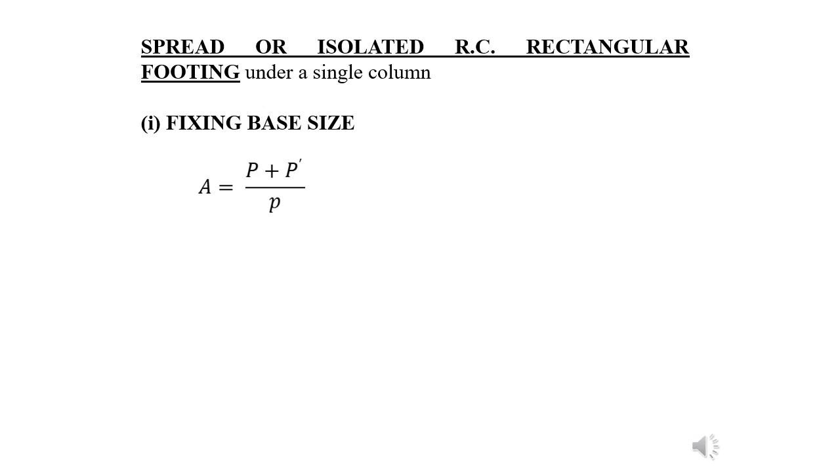So area means we are going to take the rectangular footing here, right? A spread or isolated reinforced concrete rectangular footing. So L into B, area we can write this way. This equation will be like this. So here also the net upward reaction or net upward pressure is causing bending moment and shear force. How is it causing bending moment and shear force? Can you tell me?